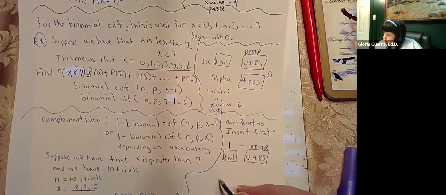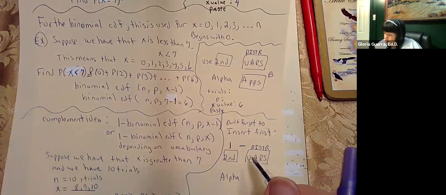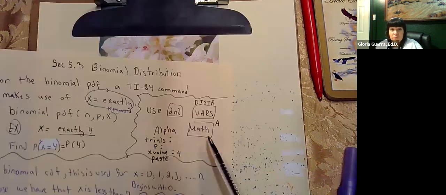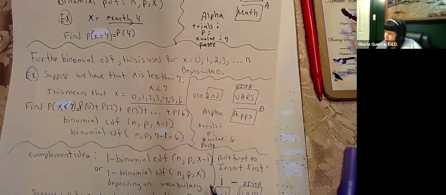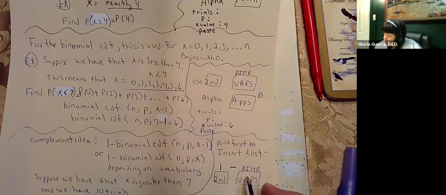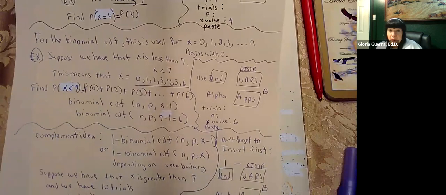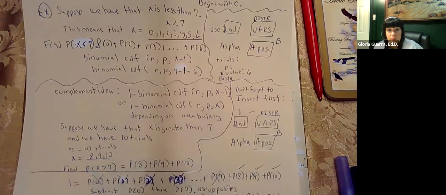And then everybody uses alpha, but then you're like, is it the math option A or the apps option B? Remember, the math option A is for PDFs. The apps option B is for CDF, and that's what you want. So you want apps B. All right. So that's the idea. That's what we're going to be using, one of these three types of formulas and using our calculator. We're summing probabilities.